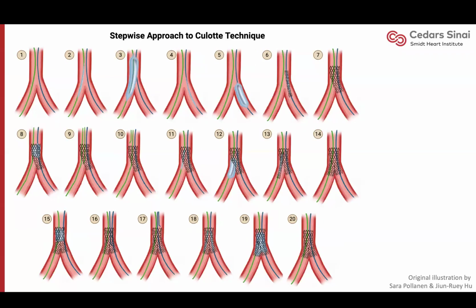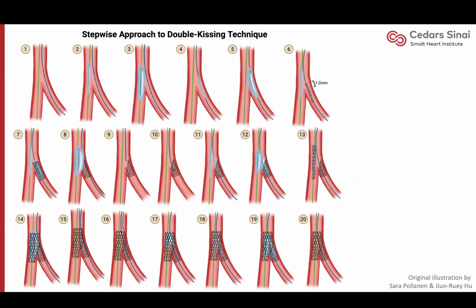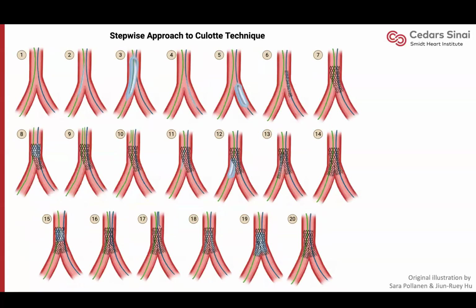Moving on from the crush family of techniques, it's important to know about the Culotte technique. Culotte techniques are appropriate for Y-shaped angulated bifurcations that are approximately the same size distally. And so you'll notice in this illustration, instead of showing the main vessel and side branch in this configuration, I've shown it kind of like a Y shape with approximately equal legs.